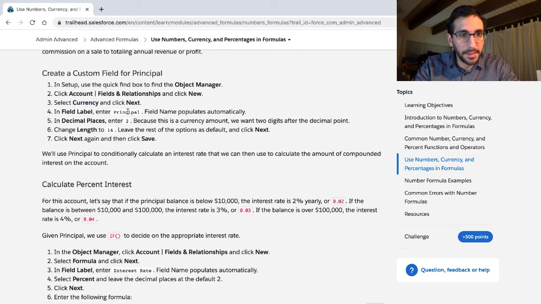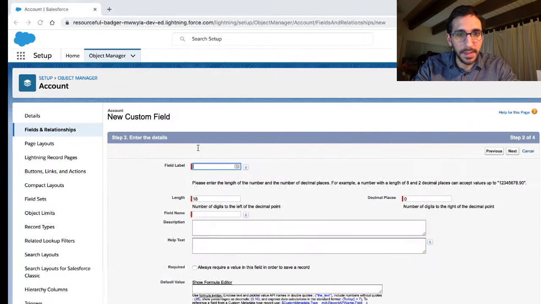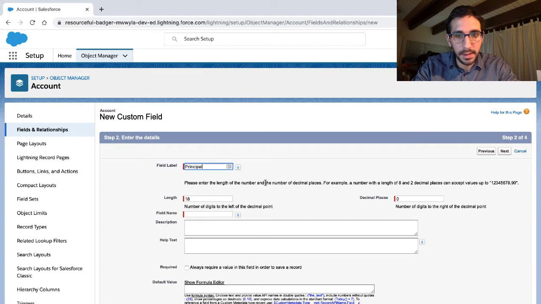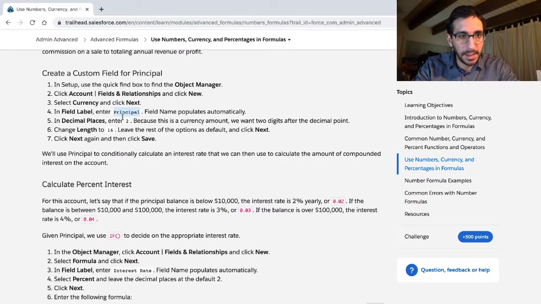In the field label, enter principal. Field name populates automatically. Down there, length 18. In decimal places, enter 2 because this is a currency amount. We want 2 digits after the decimal point.